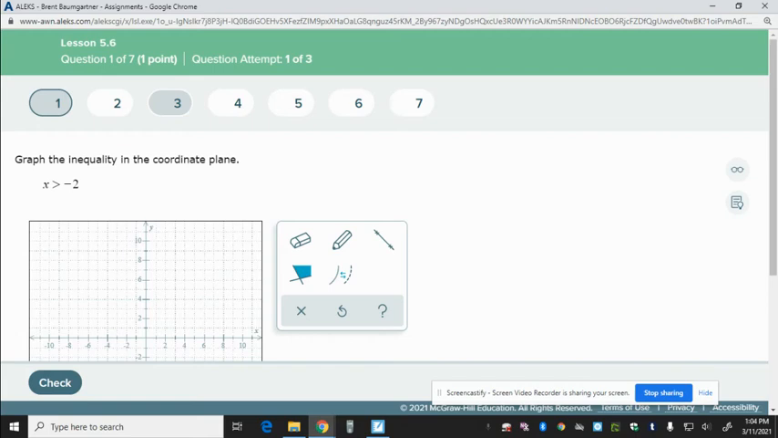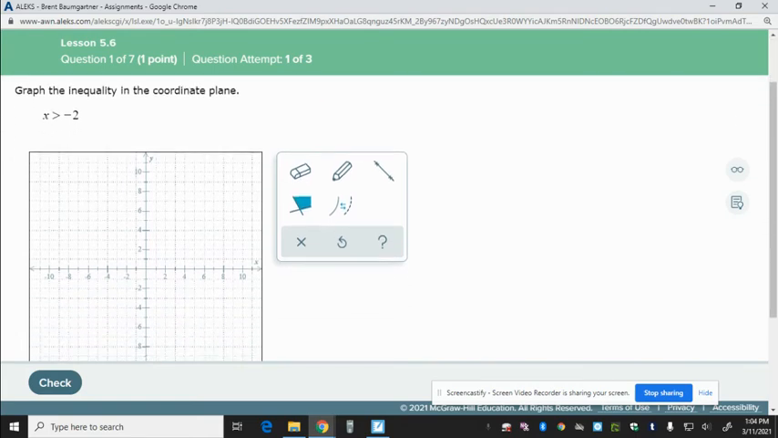This inequality that I see is a special case. It only has one variable, x. So if you recall, that is a vertical line that passes through the x-axis at -2. So I'm going to choose my line tool. I'm going to go to -2 on the x-axis, and I'm going to choose another point somewhere that has an x coordinate of -2. Now I have a vertical line, so that's correct.